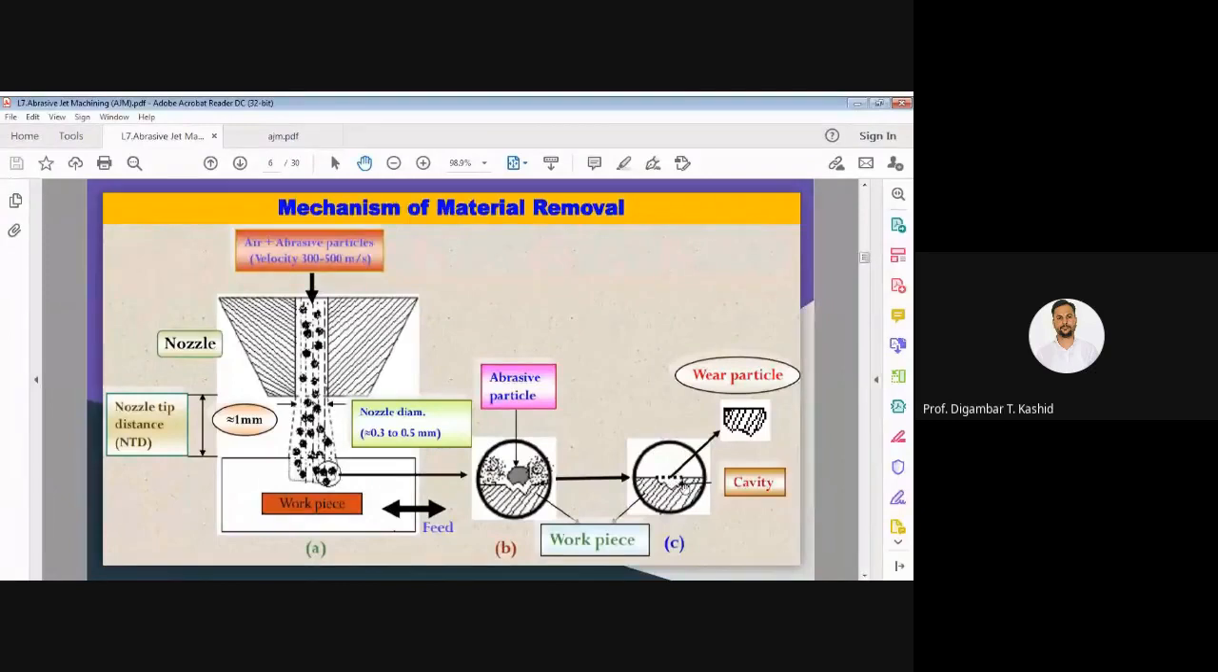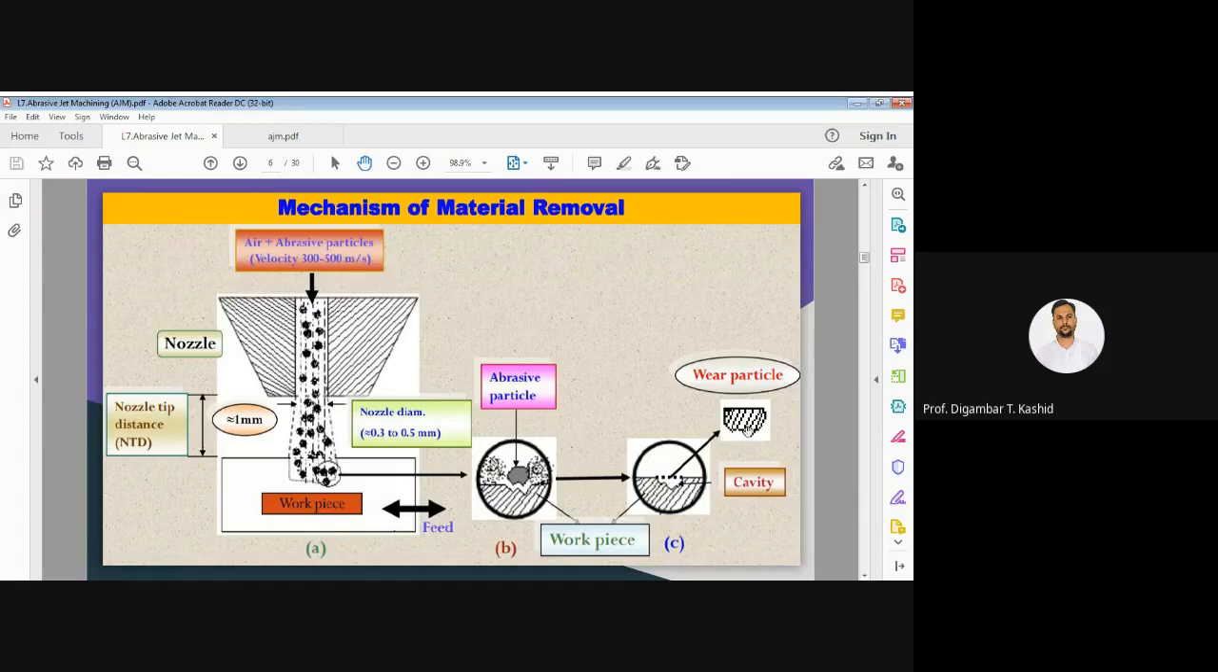And if your workpiece is ductile, then you will get deformation. Through that mechanism, you will get the cavity, that is, the shape you want on your workpiece surface. I repeat, thousands of such cavities will be formed on your workpiece surface. According to the shape of the nozzle exit and the way in which the abrasive particles hit the workpiece, you will get the shape of the cavity on your workpiece surface. And here are the worn out particles from the workpiece.